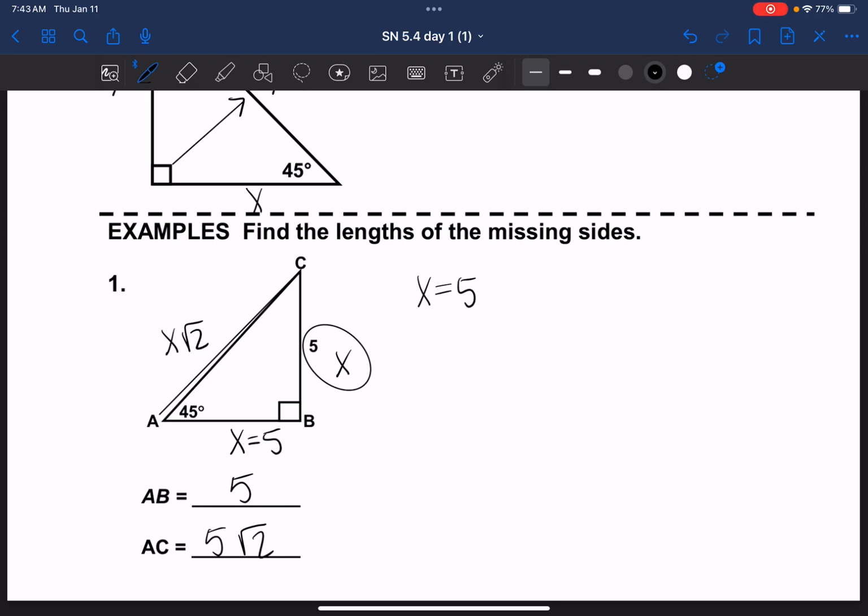All right, so let's look at another example. Flip it over onto the back.